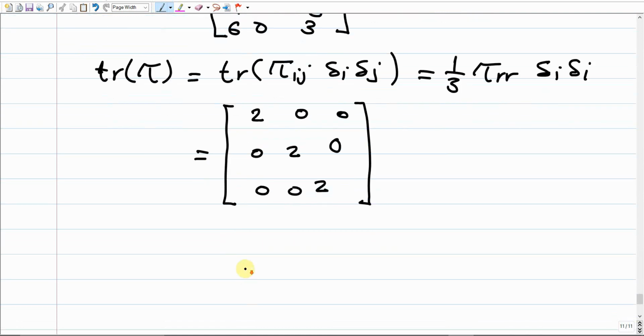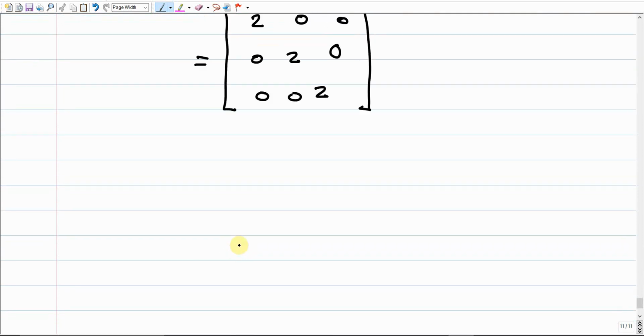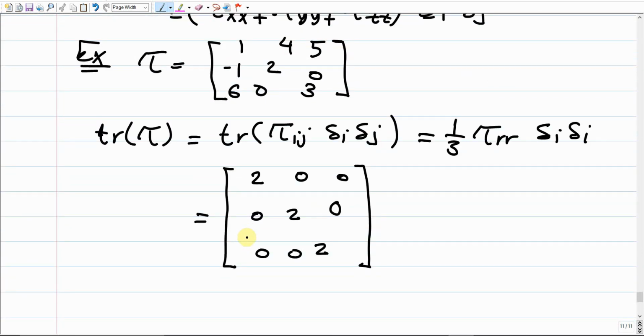Okay, so that's it for the operations over the tensor. In the next video we are going to talk about the differential operations that are done over vectors and tensors, and that video is going to be the last topic for tensor and vector calculus. Thank you.